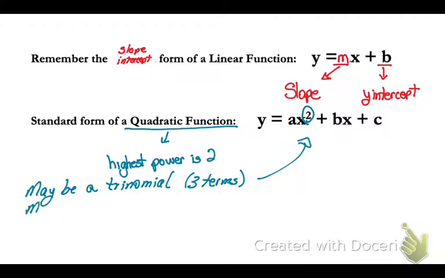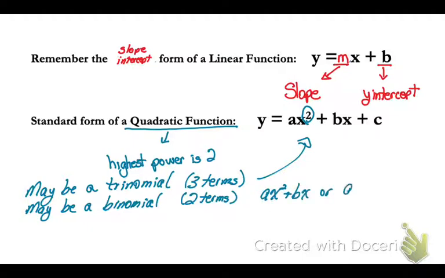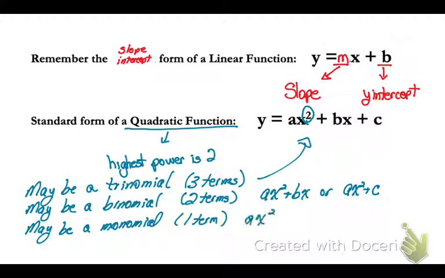But sometimes we may get a quadratic equation that's a binomial. It only has 2 terms. And in that case, it may look like ax squared plus bx, or it may look like ax squared plus c. Or we may even get a monomial, which is 1 term. But they're all still quadratic equations. Now, what we're going to look at today is binomials, quadratic binomial equations.